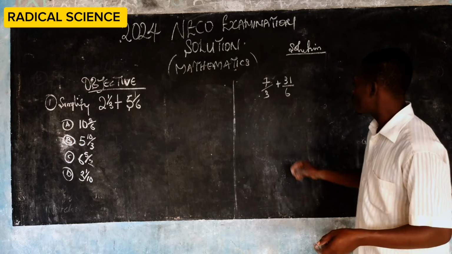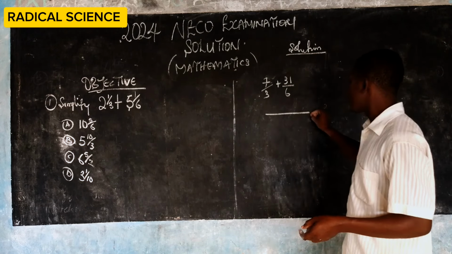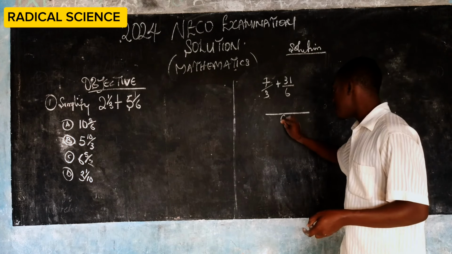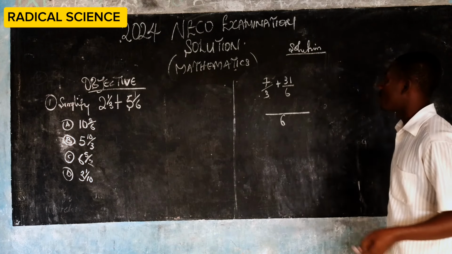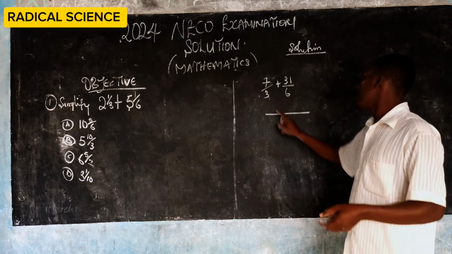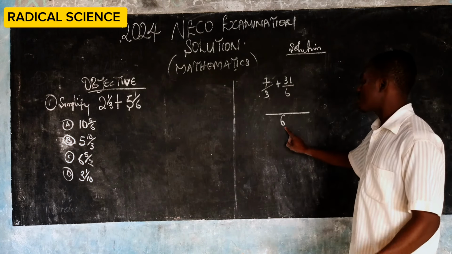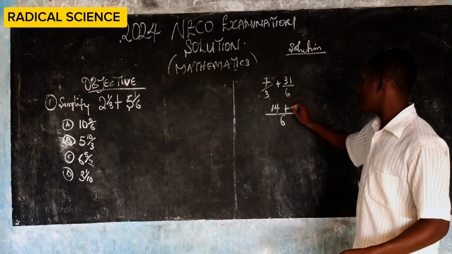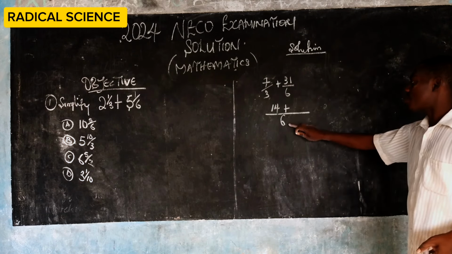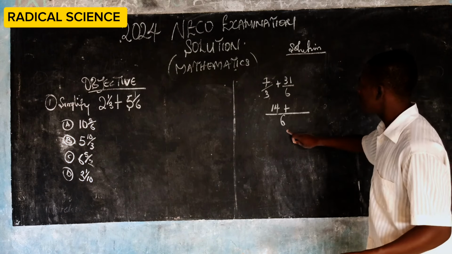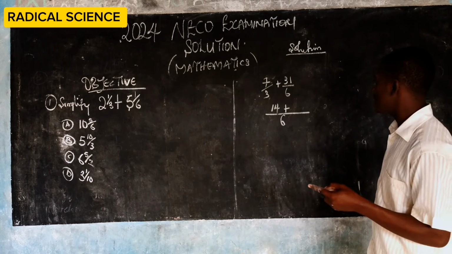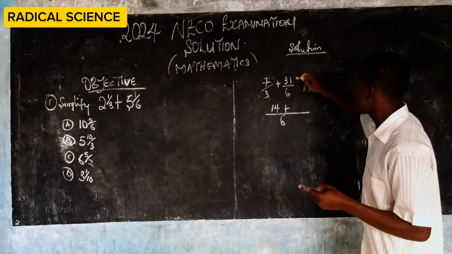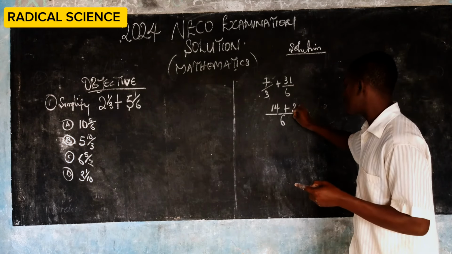Now, for us to solve, we are going to get the LCM of 3 and 6. You've known that it is 6. The LCM, lowest common multiple. If you say 3 divides 6 is 2. 2 times 7 is 14 plus 6 divides 6 is what? 6 divides 6 is 1. Times 31. I have 31.